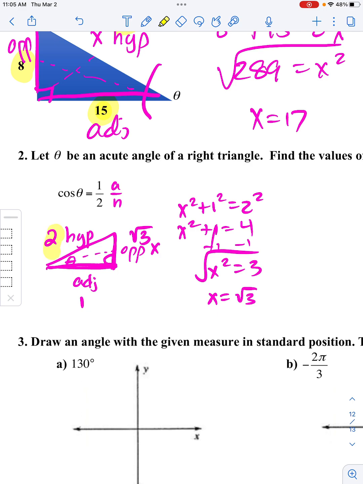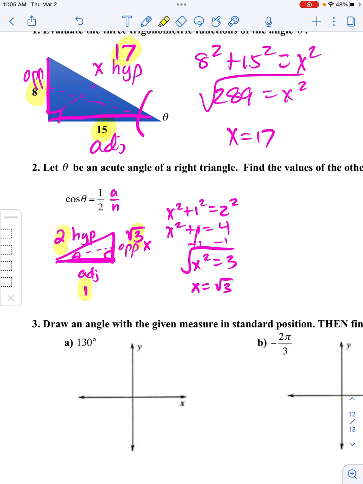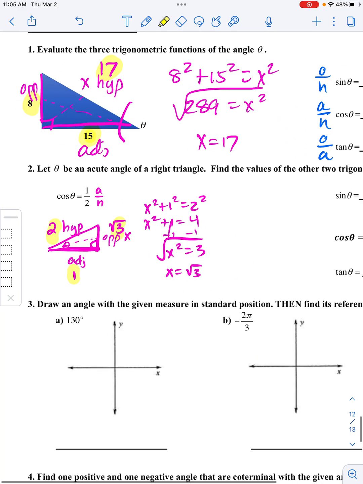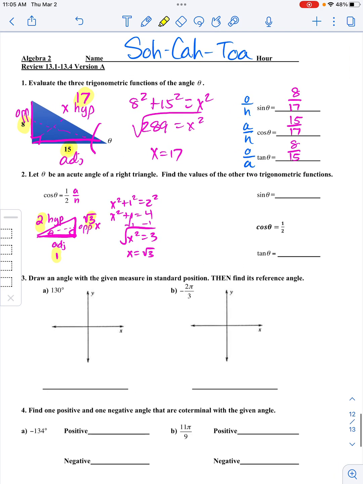Now I know all three sides, and I'll be able to put them together over here to do my sine, cosine, and tangent, just like up above. Sine is opposite over hypotenuse. So looking at my picture, that's root 3 over 2. Cosine was given in the problem. Tangent's opposite over adjacent. So in my picture, opposite is root 3, adjacent is 1. You could certainly just write it like that. I don't care either way.